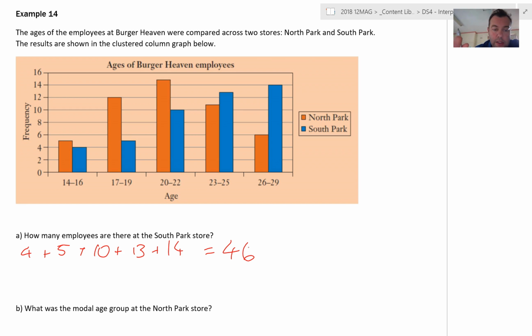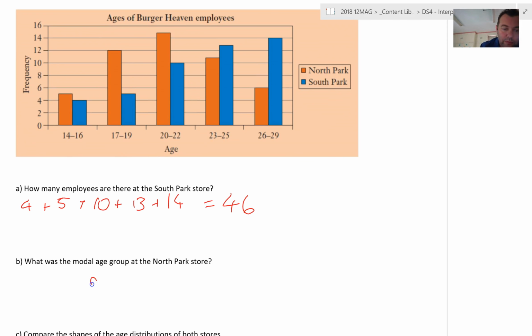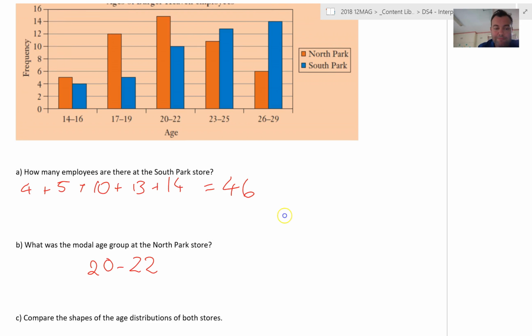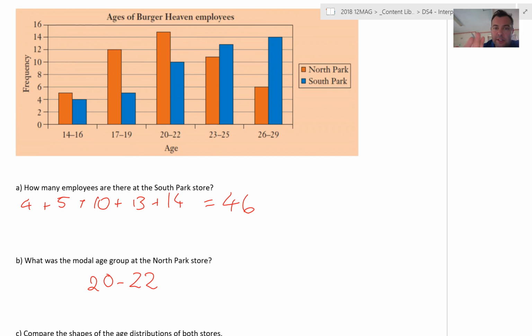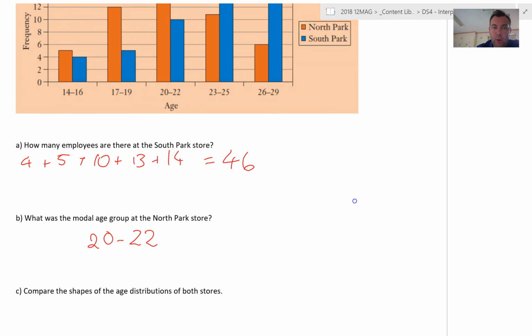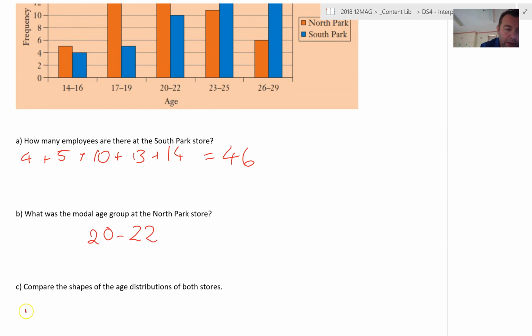The modal age group at the North Park store, so these are the orange ones. The modal age group is the tallest one, 20 to 22. Compare the shapes of the age distributions of both stores. So this is where it's starting to become a bit more useful. I've got them laid over, side by side. Want to compare them? Well, I'm going to say that North Park is symmetrical.